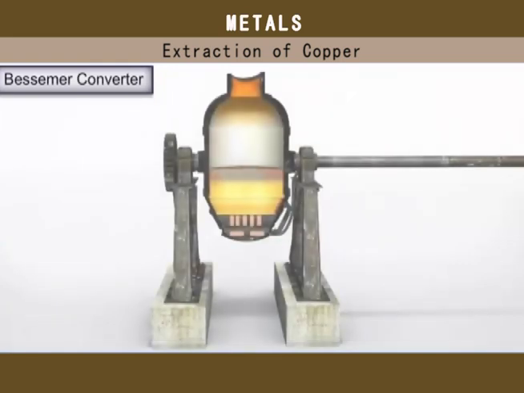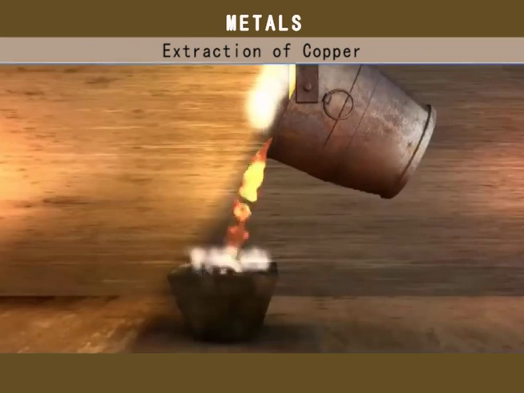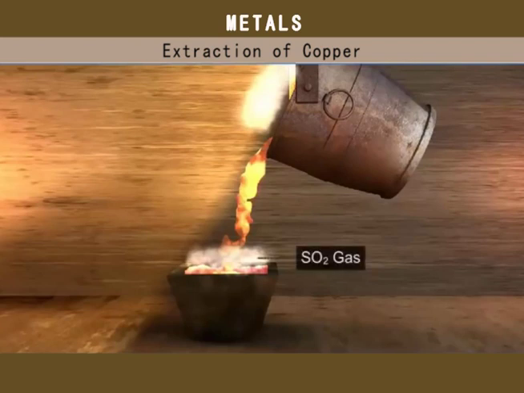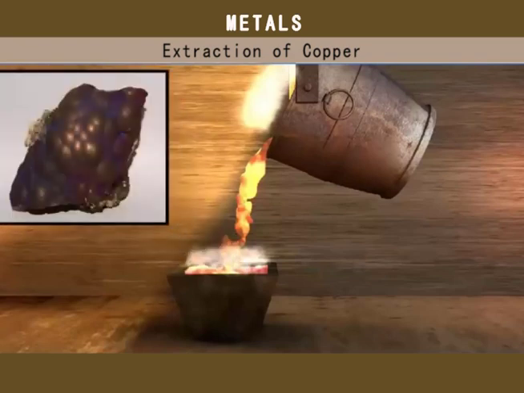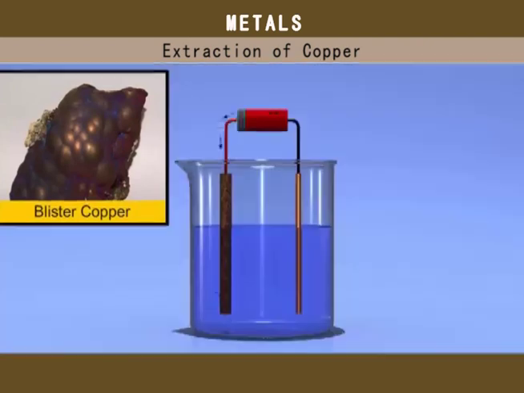The metallic copper melts and sinks to the bottom of the converter, from where it is poured out into molds. When it cools down, sulfur dioxide gas escapes. Consequently, the copper obtained has a blister appearance and is therefore called blister copper. It contains 98% copper and is refined through electrolysis.